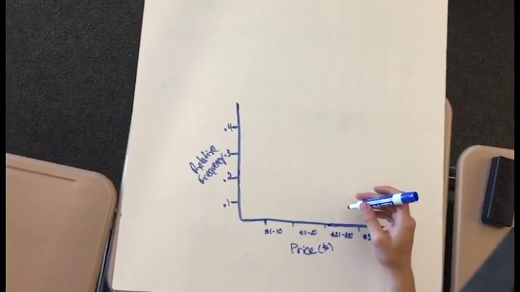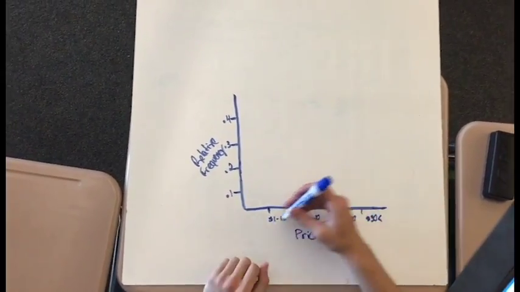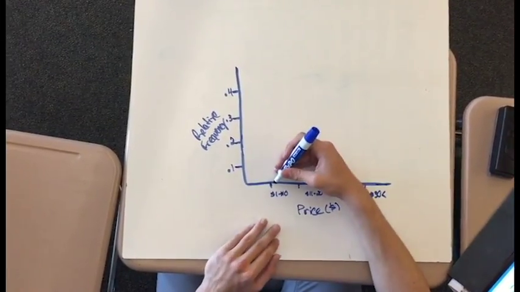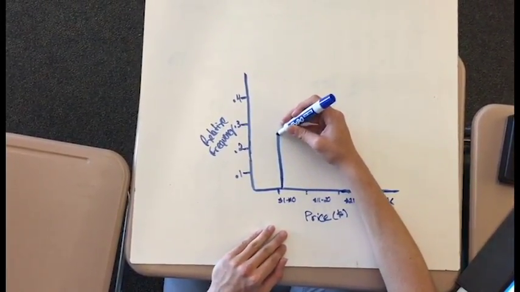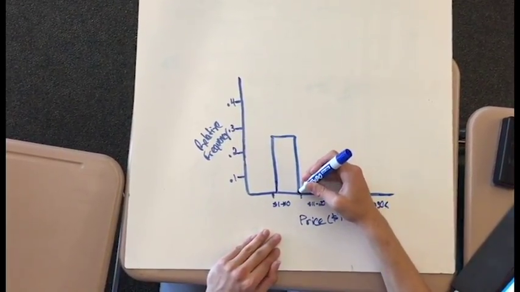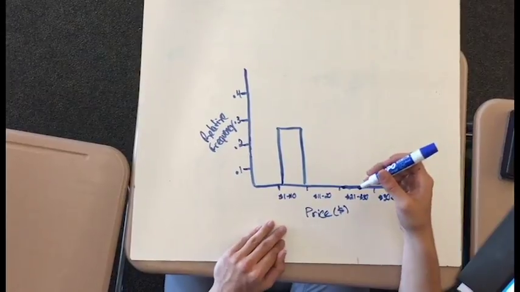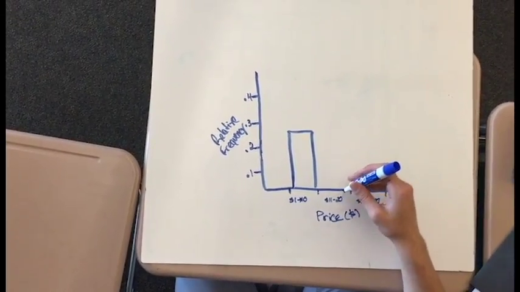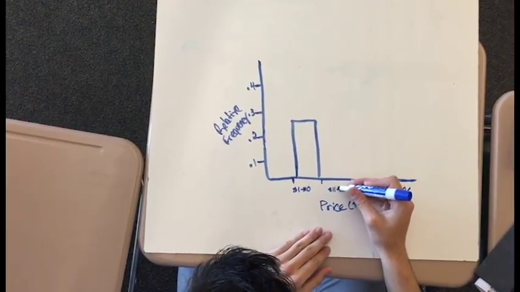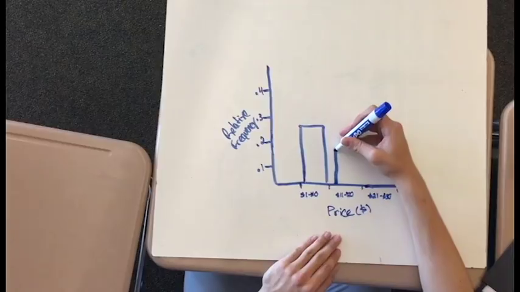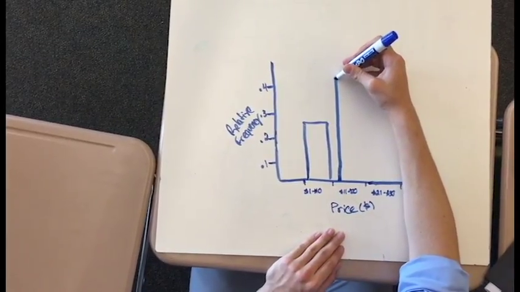So the first one, $1 to $10, was 0.25. So we're going to make this bar in between the 0.2 and the 0.3. Try to get halfway. I'm going to have to eyeball it because we're working with just a regular whiteboard. But next we have $11 to $20. This is 0.4 because we sold 160. The relative frequency was 0.4.